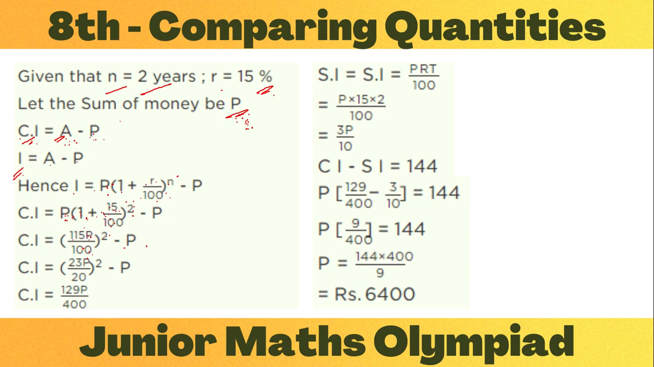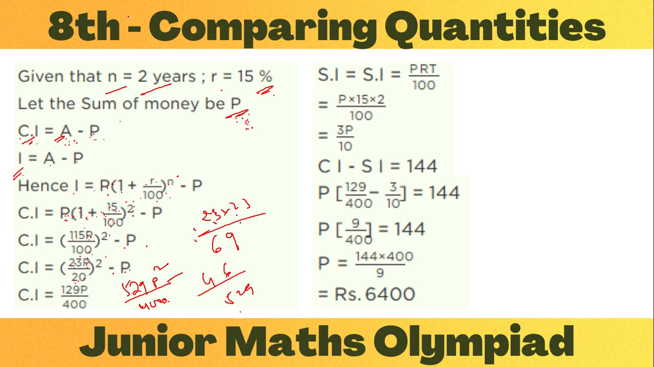After simplification, if we cancel with 5, it will become 23 by 20. 23 by 20 P whole square minus P. We will get this, or 23 P. 23 into 23, how much? 3 threes are 9, 3 twos are 6, 2 threes are 6, 2 twos are 4. We will get 529. So we will get 529 P square by 400.